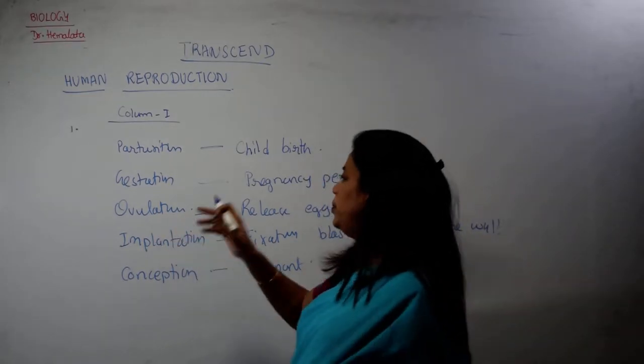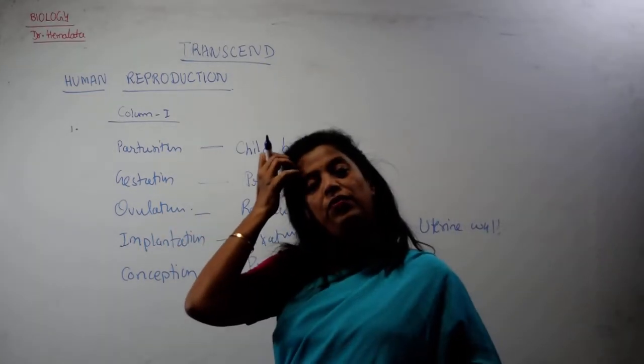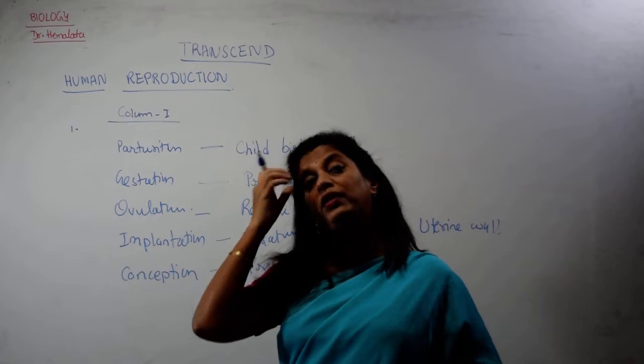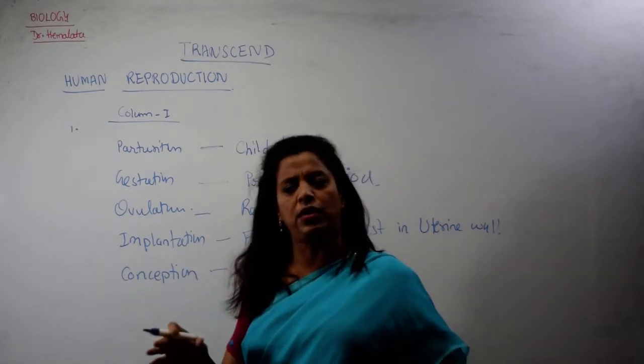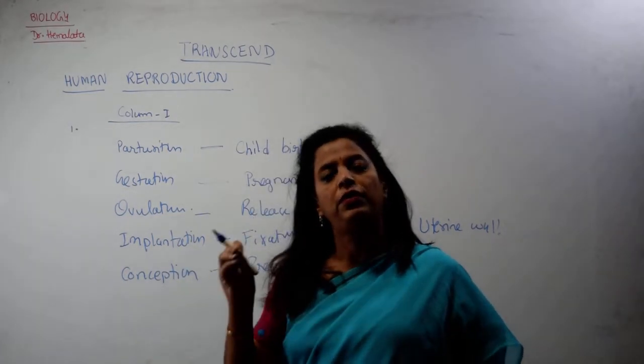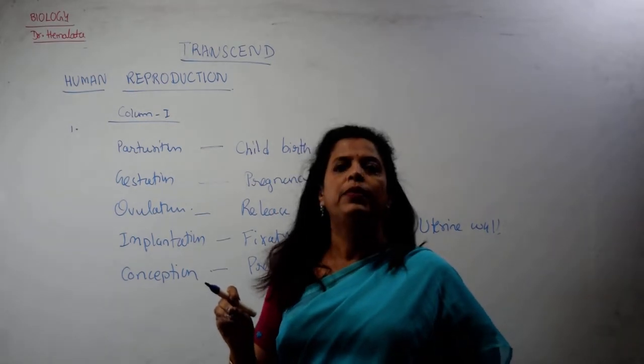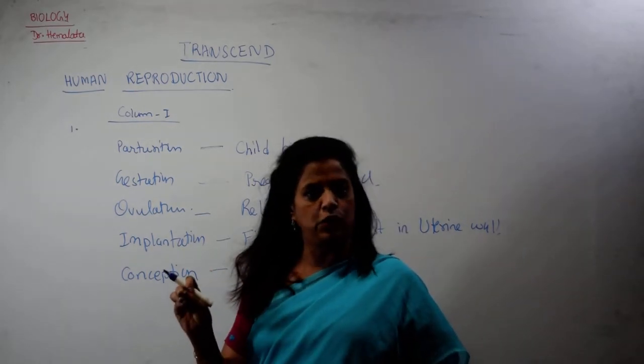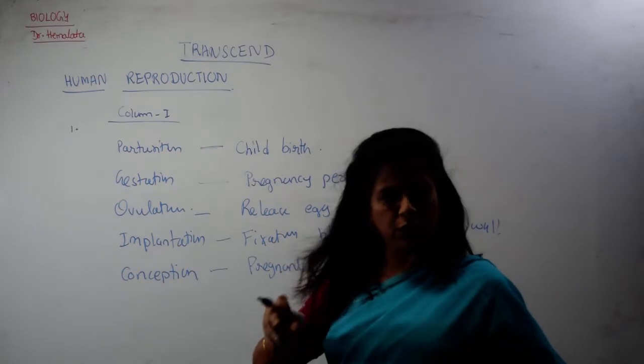Then ovulation is the process of releasing of the egg from the Graafian follicle on the 14th day. See, all connected things you understand. On the 14th day of the menstrual cycle, if it is a 28 days menstrual cycle, and it will be passing through the fallopian tube.